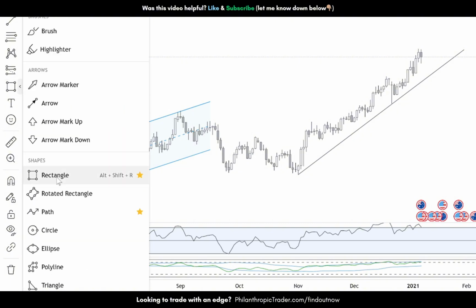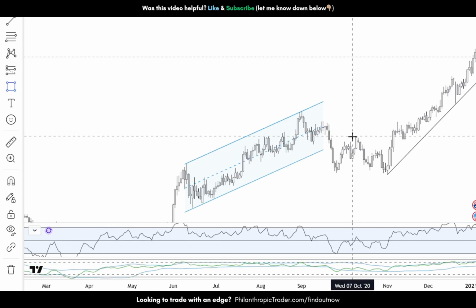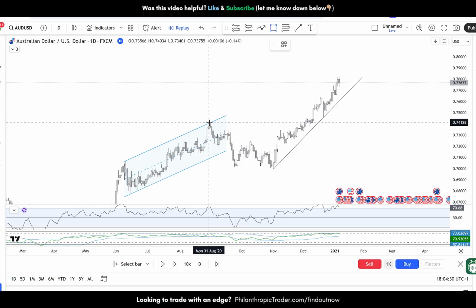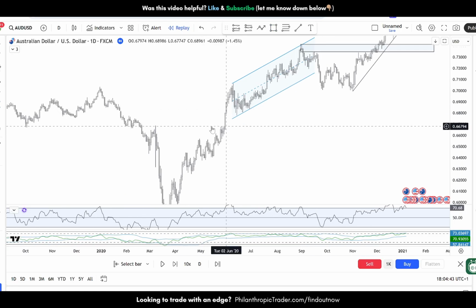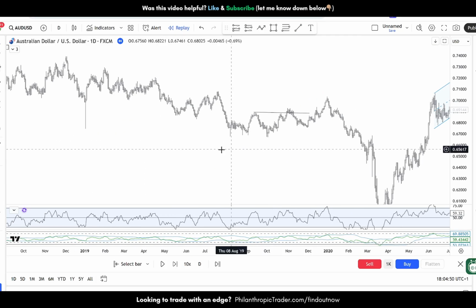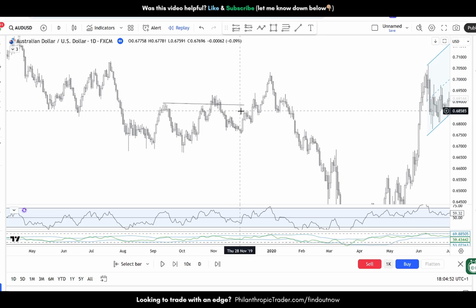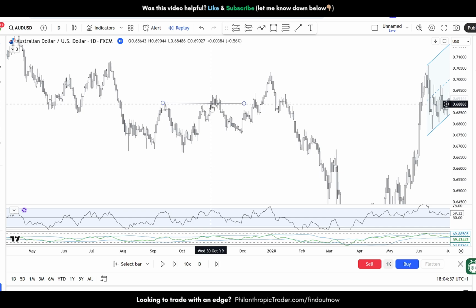However, I do use this one, which is the rectangle, and I use the rectangle to draw zones. So some people like to use a line for support and resistance drawing, right? Personally, I like to use zones because sometimes you see that if you draw a line, it doesn't respect the line. Over here, this is a nice example. But this is my line over here. This is a straight line, and then you think, well, it crossed the resistance level, right? And then it should go higher. No, that's not the case.